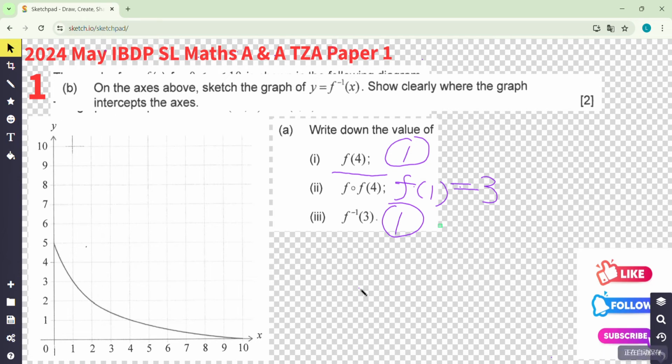Next one is a little bit hard. You need to draw the graph of the inverse. Remember, the inverse is just the reflection about what? About the curve y = x. So it's a reflection about this curve.